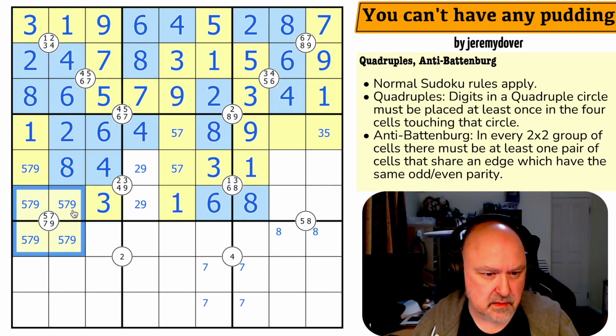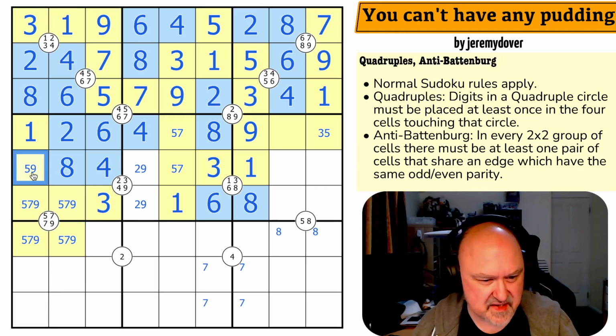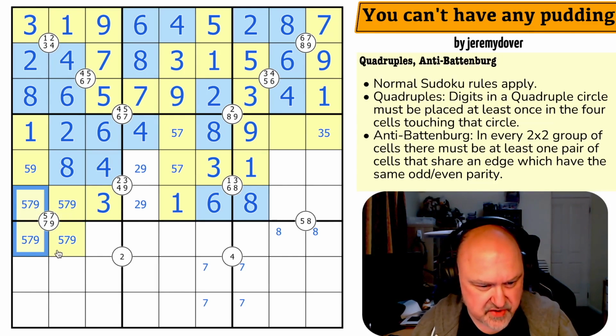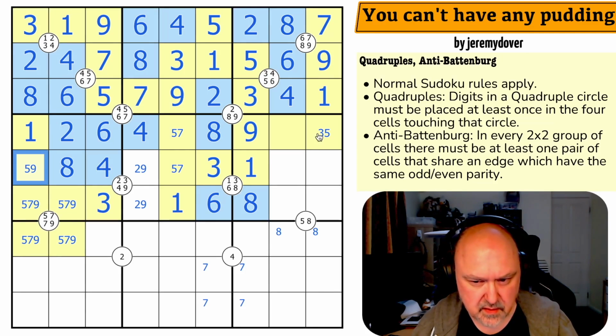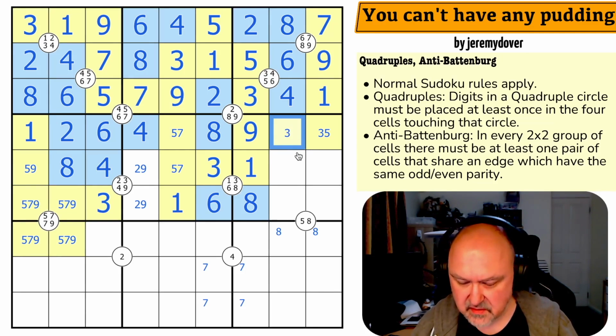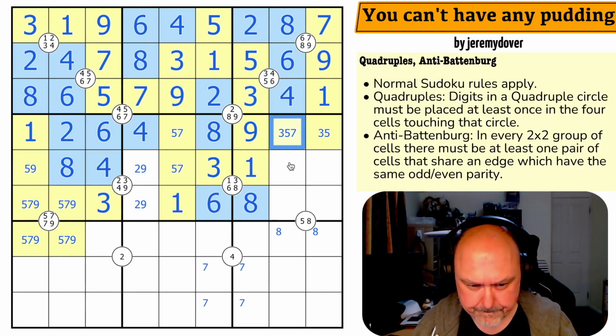Can't be 7, because the 2 7s are in a crossover here. So this is not a 7. Because the 7s have to be in a pattern like that. Either way, there's a 7 in one of those 2 cells. This is a 5 or a 9. This is 3, 5, 7. Not sure which.